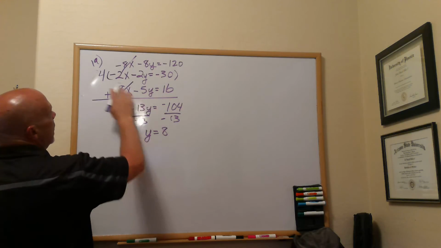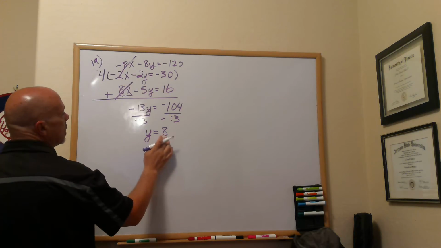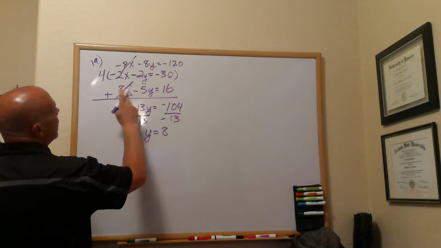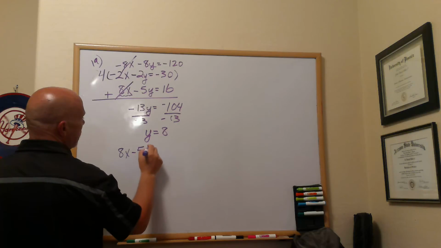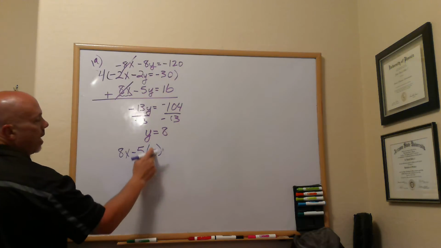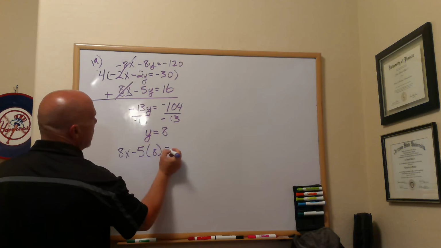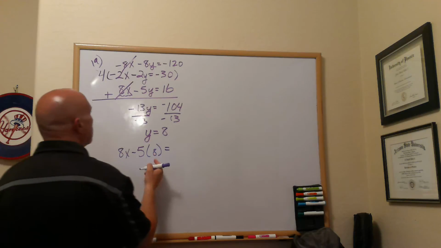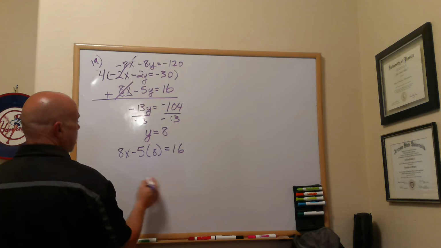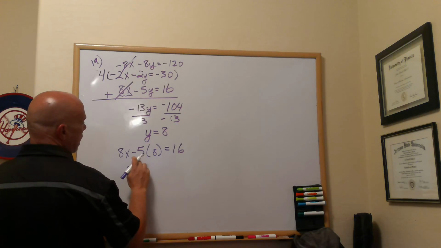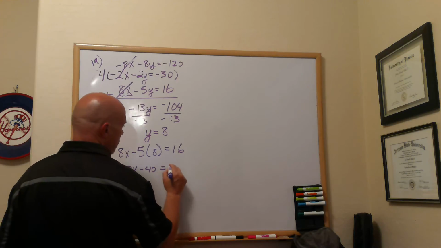Now that I have y equals 8, I can choose either one of my original equations and substitute in 8 for y. I'm going to go ahead and go with the second one. So I have 8x minus 5 times 8. So even when it's positive, put it in the parentheses so you make sure that you keep any signs that might be attached to it. You still want to get in the habit of doing that. Okay? And then equals 16. So I have 8x negative 5 times 8 is a negative 40 equals 16.